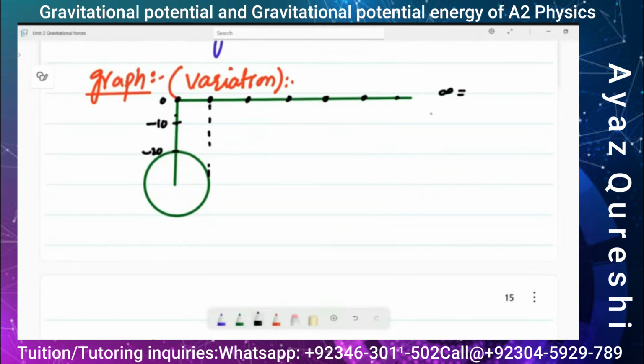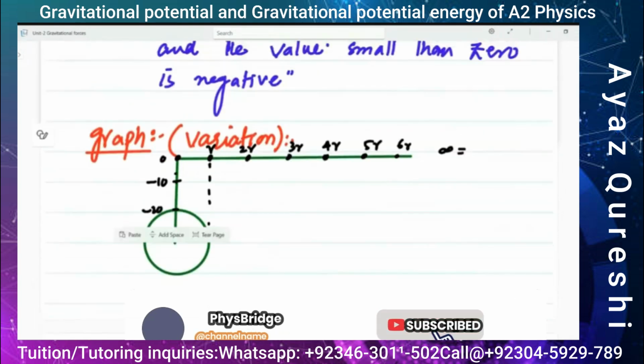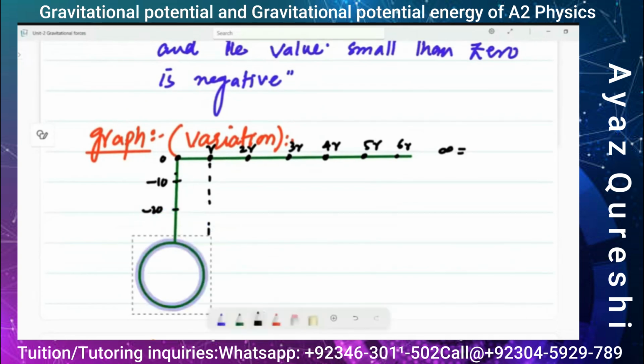So it will touch the axis, but because my graph is not showing infinity, it is r, 2r, 3r, 4r, 5r, and 6r. So will it touch the axis? No, it will not touch the axis. Why? Because my graph is not at infinity. The graph that actually forms will be something like this. It will not touch the axis.